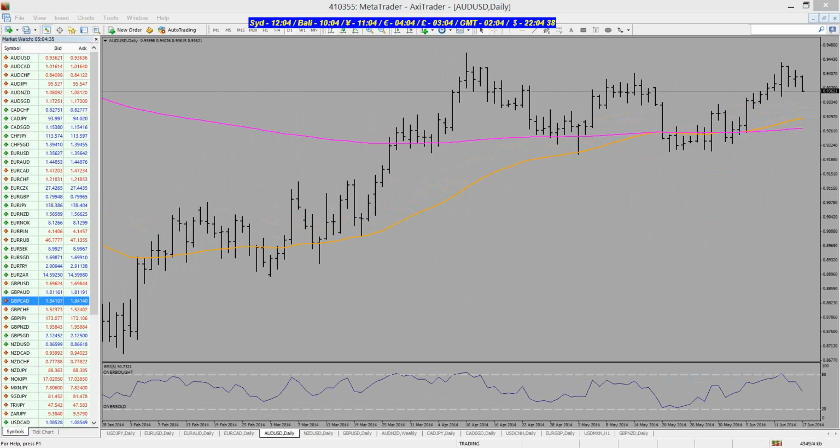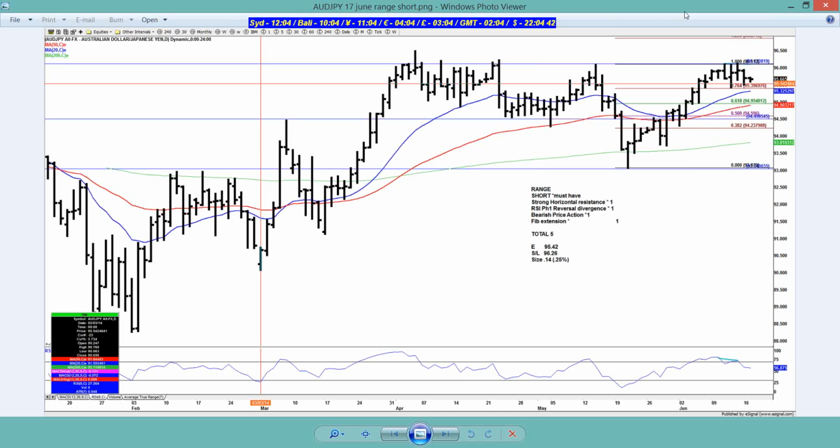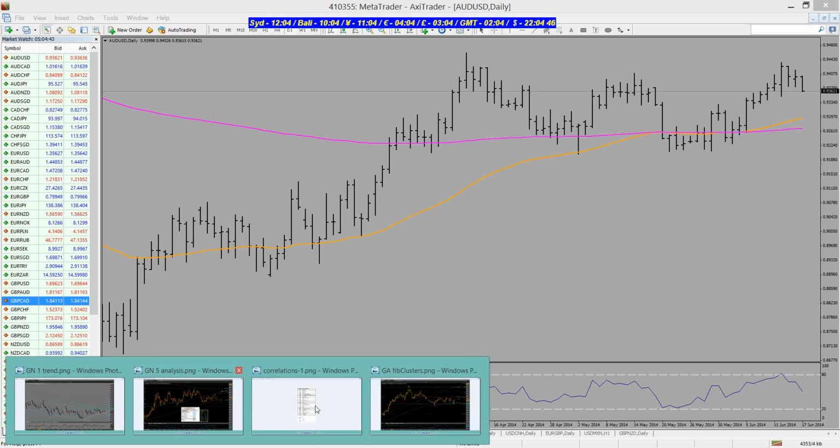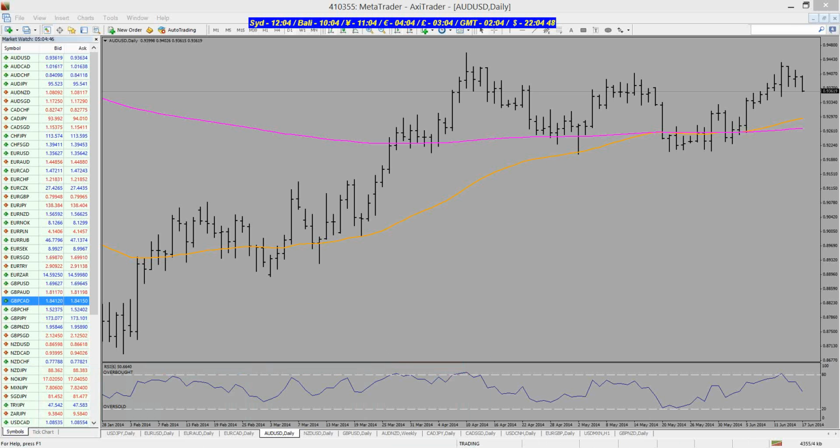Okay, so that's those two. I think the trade will work for you, but as I said, I'm just not sure you'll make money out of it. Just be careful how far it's going. So, fib clusters.